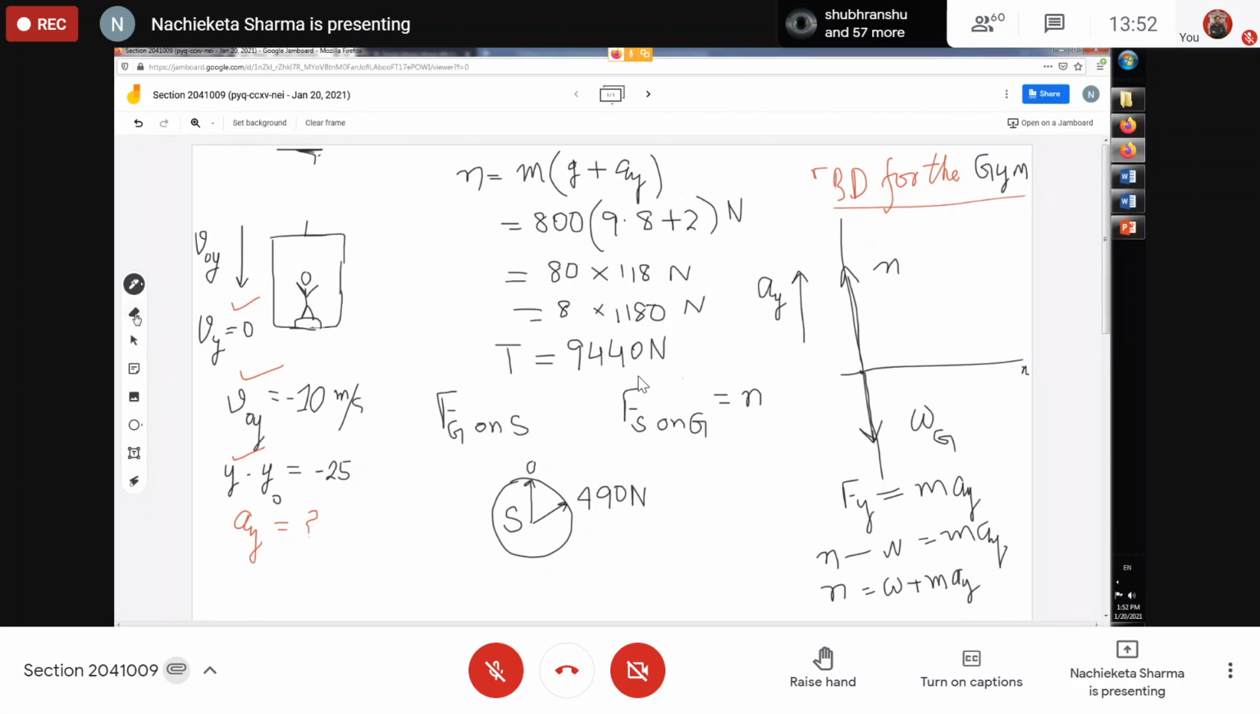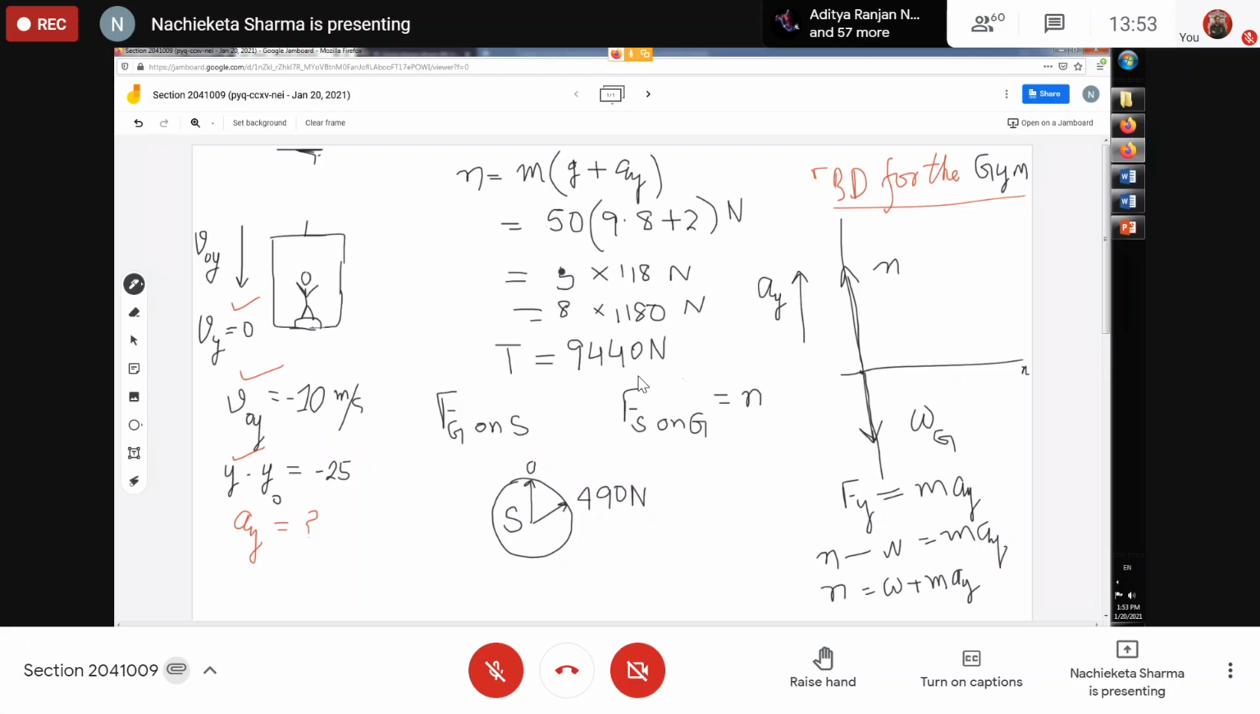Now the mass of the gymnast is 50 kg. So in place of this 800, I will write 50, and 50 into 9.8 plus 2. So you will be getting 50 into 11.8, which is 590. So 100 into 5 is 500, 18 into 5 is 90. So I will be getting 590.